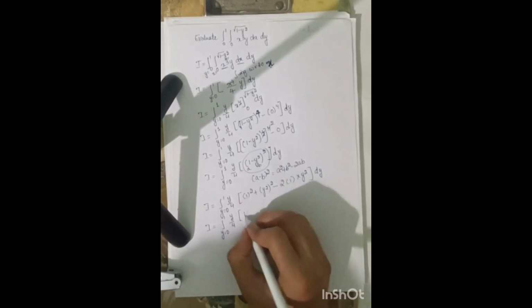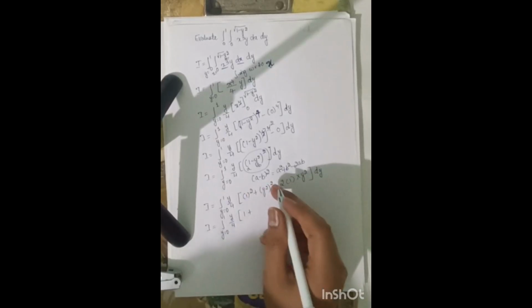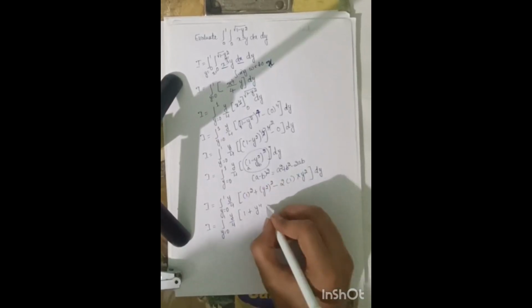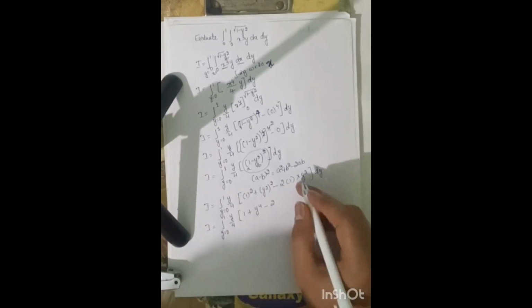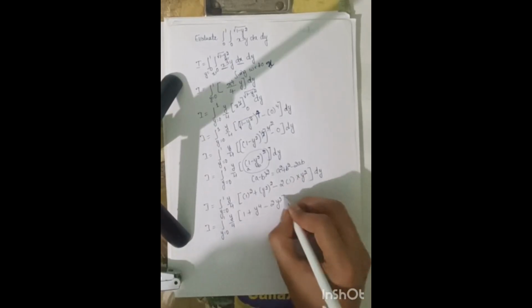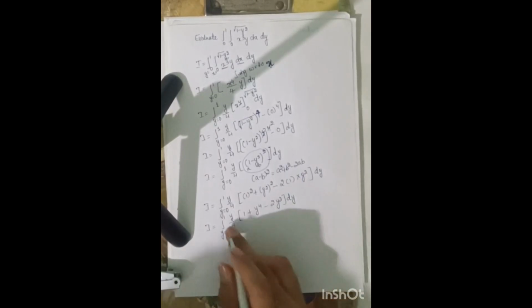So 1 square is 1 plus y squared, the whole squared, it is y to the 4 minus 2, ones are 2, it is 2 into y square. Okay, this is the form we have to get.